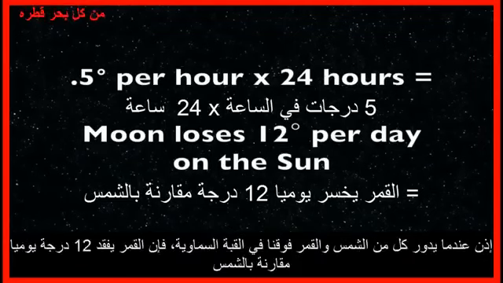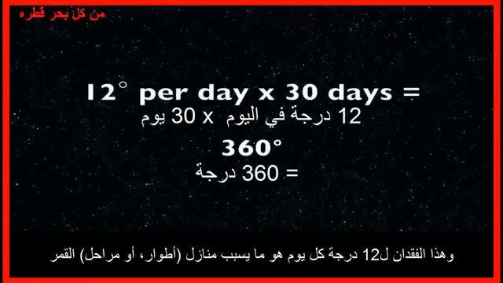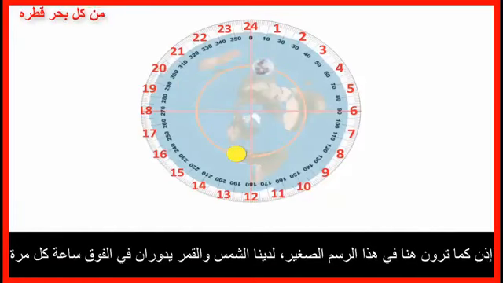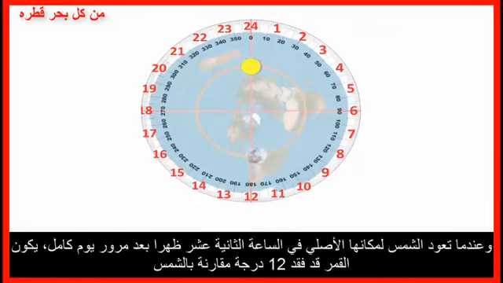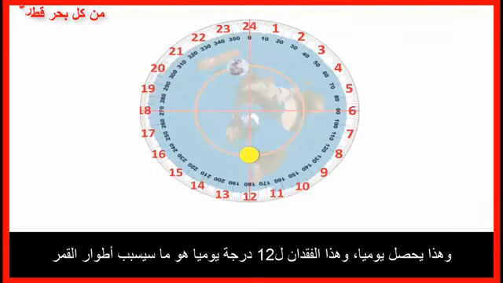So as the sun and the moon circle above in the firmament, the moon loses 12 degrees per day on the sun. And this 12-degree loss causes the lunar phases. As you see here in this little animation, we've got the sun and the moon circling above, 1 hour at a time. And by the time the sun gets back to its original position at 12 noon, after one full day has gone by, the moon has lost 12 degrees on the sun. And this happens every day.